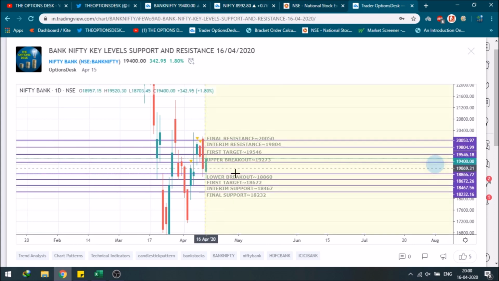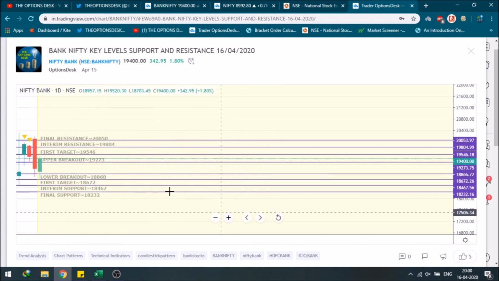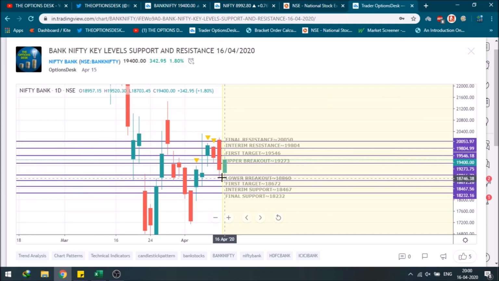As you can see, this was the BankNifty level. Let me zoom in. It opened between the upper and lower breakout, went to the lower breakout, and also went close to our first target on the lower side. Then it broke the upper breakout and also went to our first target on the upper side. So both the put side and the call side positions would have given good profit.